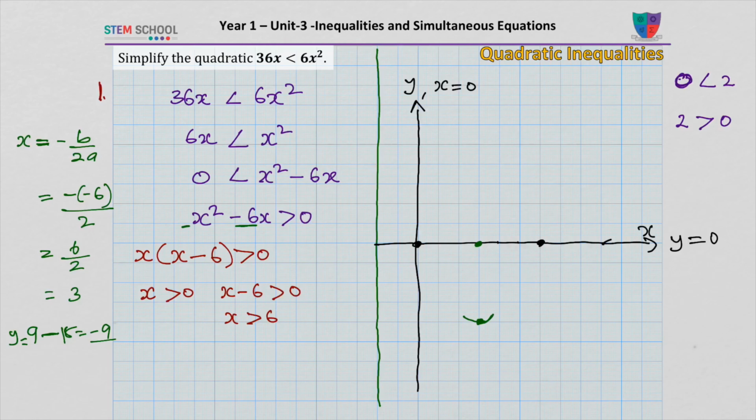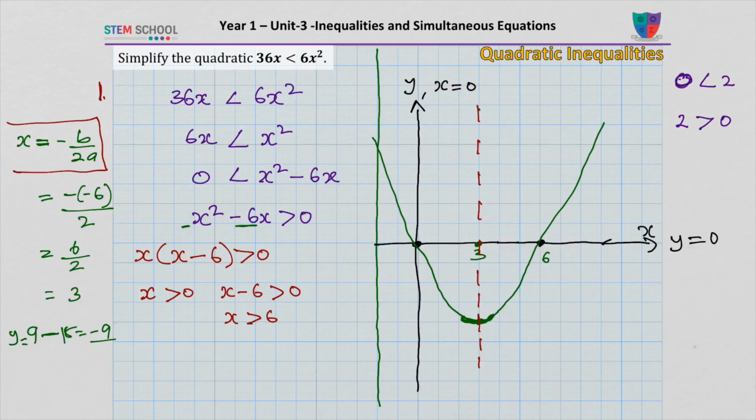So if I do that, that means I'm turning there, right? It's a minimum. And I go through 6. So that's x equals 6 there. And I go through 0. And x equals 3 there. And the line of symmetry, I draw the line of symmetry here, it would be that one here, x equals 3. Because that also tells me the line of symmetry and the turning point. So that would be x equals 3. So that's how you sketch that.